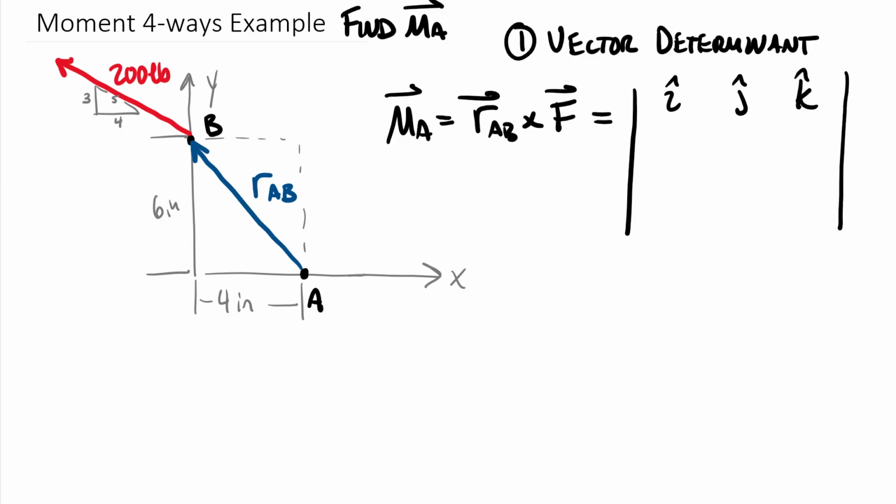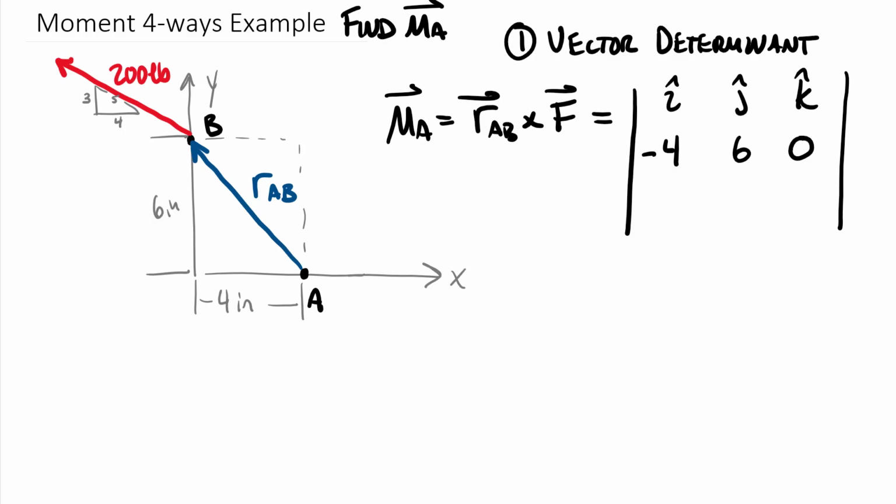In the next row, I'm going to put the components of my position vector. I have 4 inches going in the negative x, so that's going to be a component here of -4. I have 6 inches in the positive y, so that's going to be +6 in the j hat. And because it's a 2-dimensional problem, nothing's going in or out of the page for a distance. The force is going to have similar x and y components and no z component. It will also have a negative x component.